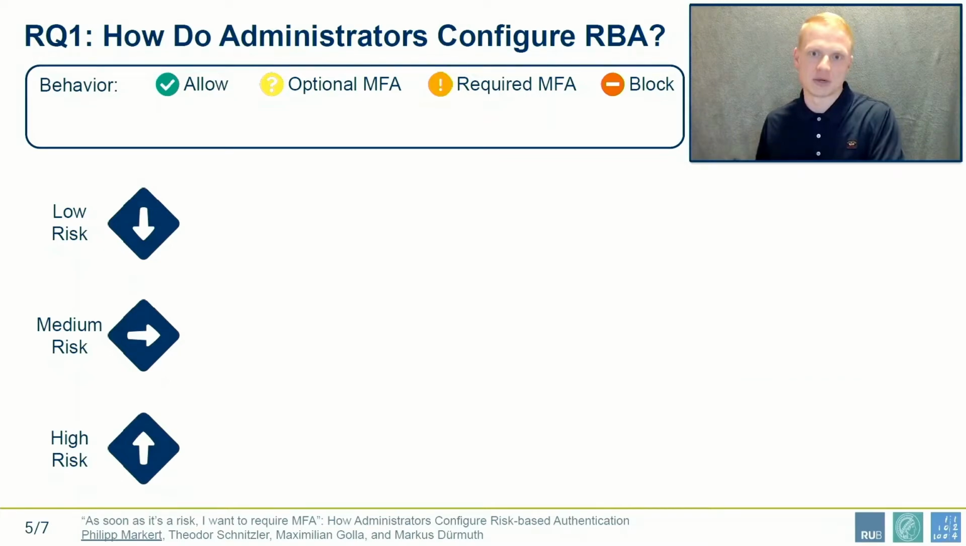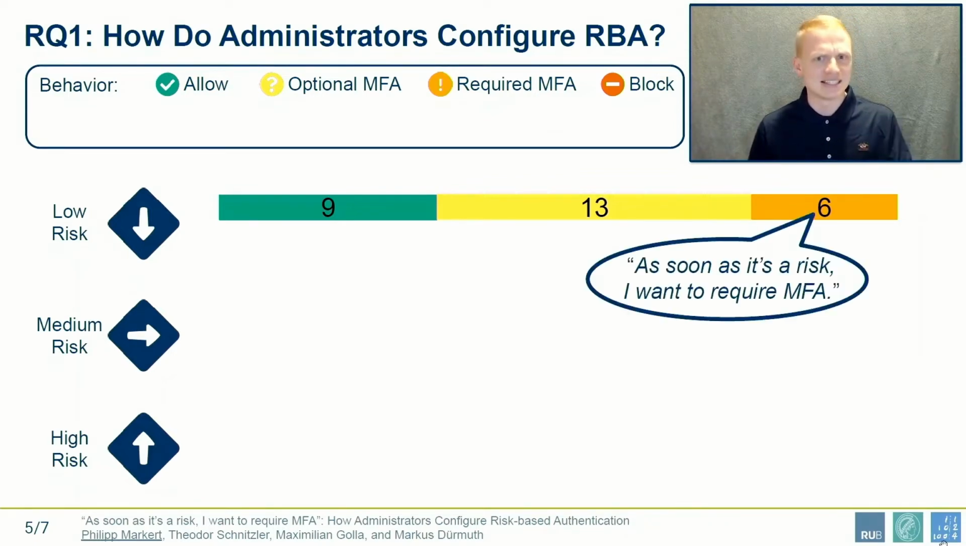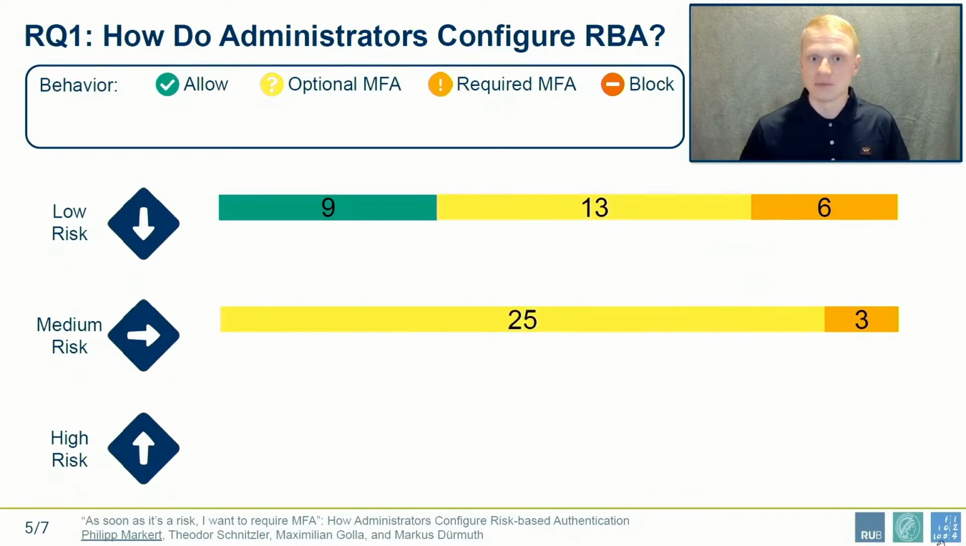Now let's see what our administrators in our study chose for the low risk. 9 of them went with allowing the login, and 19 in total went with one of the two forms of multi-factor authentication, even for low risk. When asking them about the configuration, one of them said, well, as soon as it's a risk, I simply want to require MFA. How is it for the medium risk?